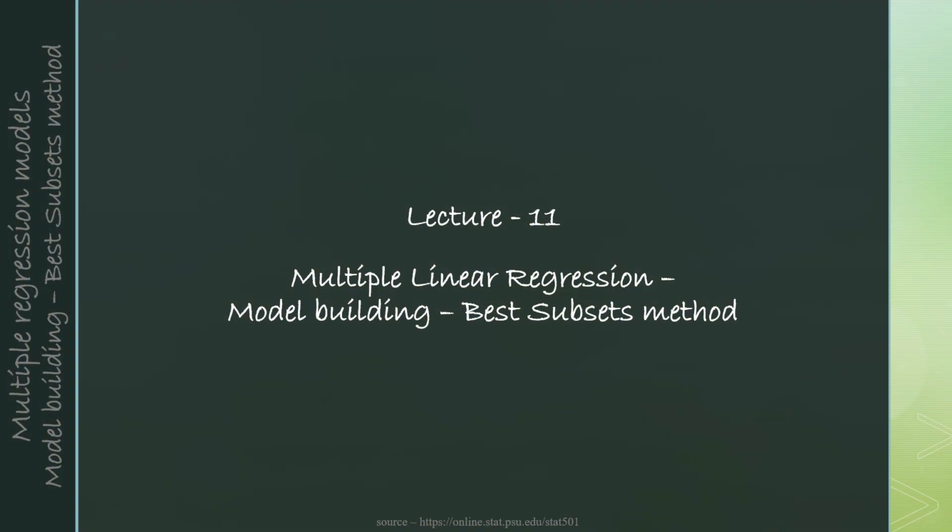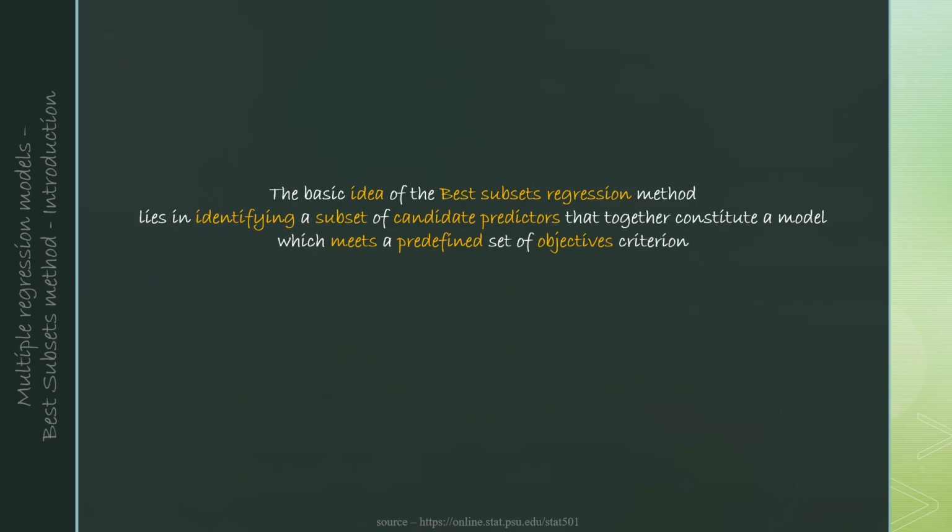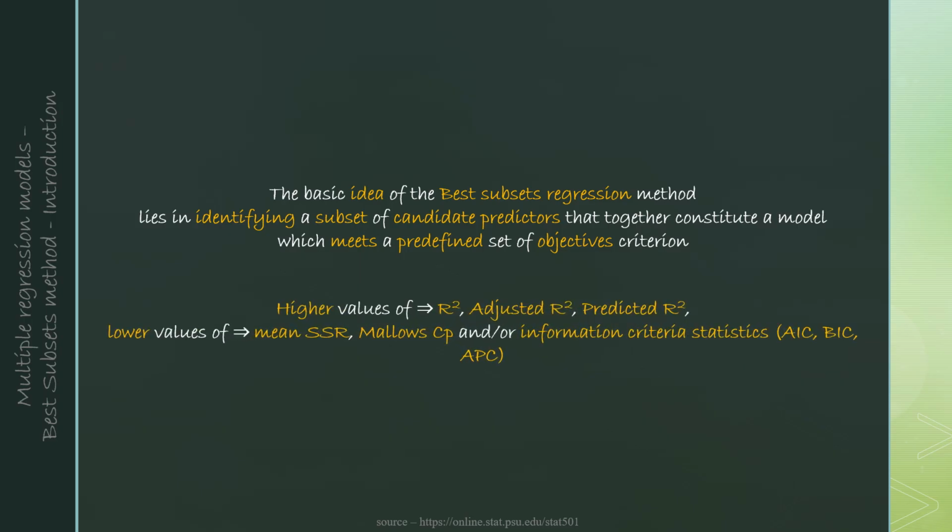Lecture 11. Multiple linear regression model building, best subsets method. The basic idea of the best subsets regression method lies in identifying a subset of candidate predictors that together constitute a model which meets a predefined set of objectives criteria, like higher values of R square, adjusted R square, and predicted R square, and lower values of mean SSR, Mallows Cp, and/or information criteria statistics like AIC, BIC, and APC.